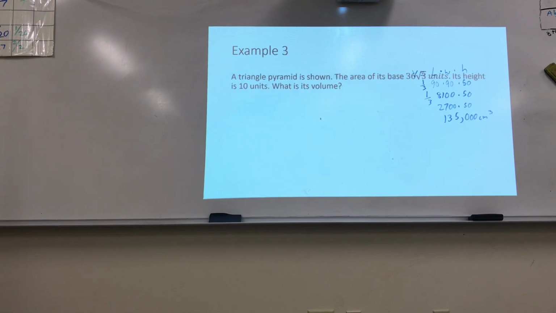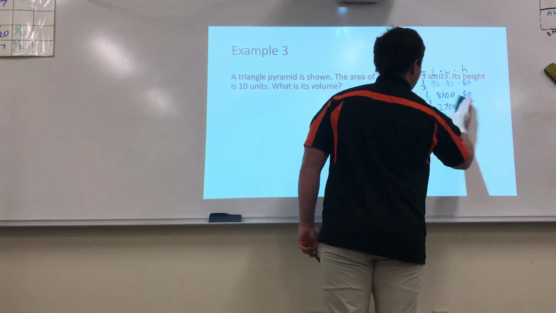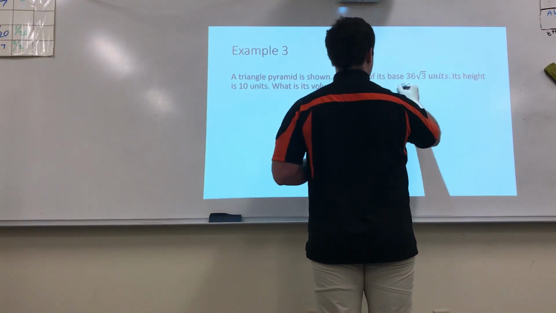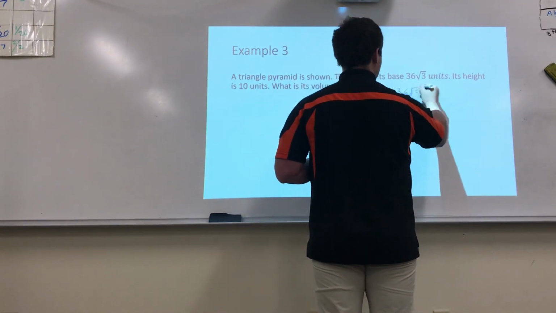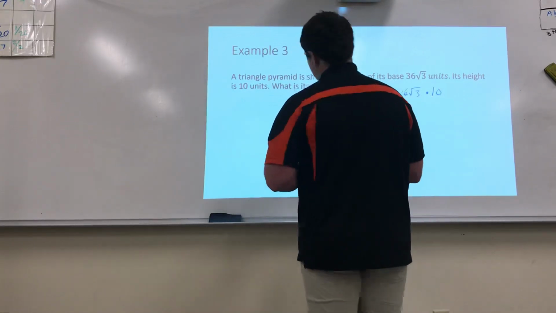That's the only difference. Alright, a pyramid is shown, the area of its base is 36 pi. Its height is 10 units. Well, the base, if you remember from the last problem, was just length times width. So we are just going to take this base. It's already given me the base. Thank you. Awesome. That's one less calculation I have to do. And I have to multiply that together.